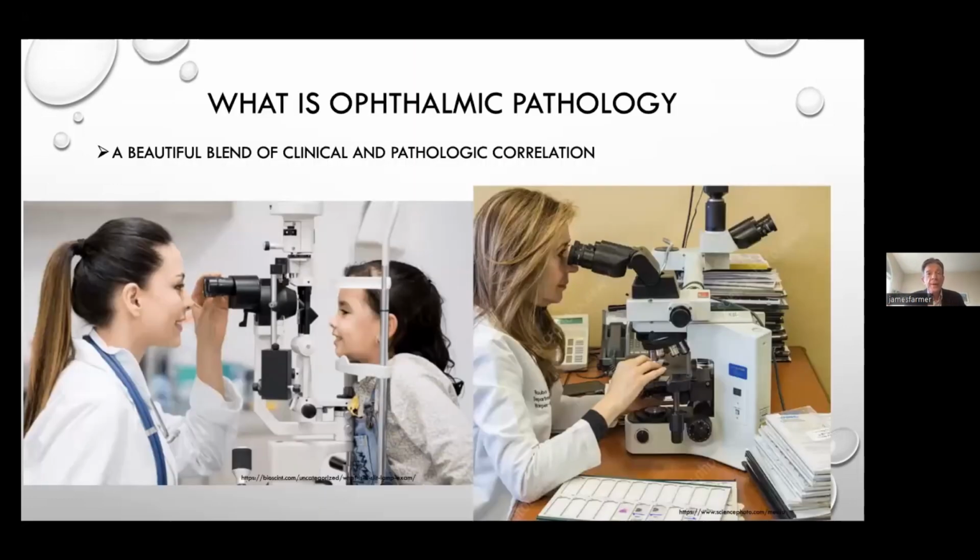So what is ophthalmic pathology? Well, first, it's a beautiful blend of clinical and pathologic correlation. My career started out as an ophthalmologist, and I was practicing that for about 4 years before I went back and did my anatomic pathology residency. People were wondering, why would you do pathology when you're an ophthalmologist?